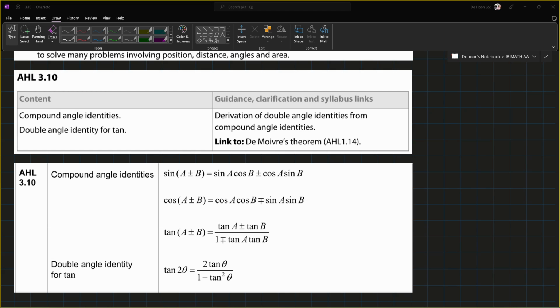Speaking of the double angle identities, can you see how we can use the compound angle identities to come up with the double angle identities? That would be a fun exercise. And also, this leads nicely to the double angle identity for the tangent. Would you like to try it yourself?